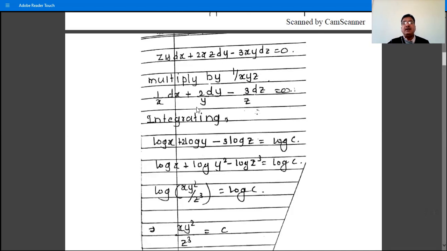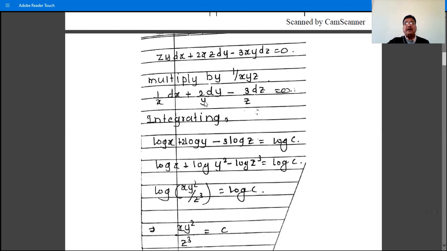So here this equation is in three variable separable form. That is, multiplying by 1 by xyz, or dividing by x into y into z. So what do we get? 1 by x dx, 2 by y dy, and minus 3 by z dz. That is, this equation is in variable separable form. All three variables are separated. The coefficient of dx is a pure function of x, dy is a function of y only, and the coefficient of dz is a function of z only.